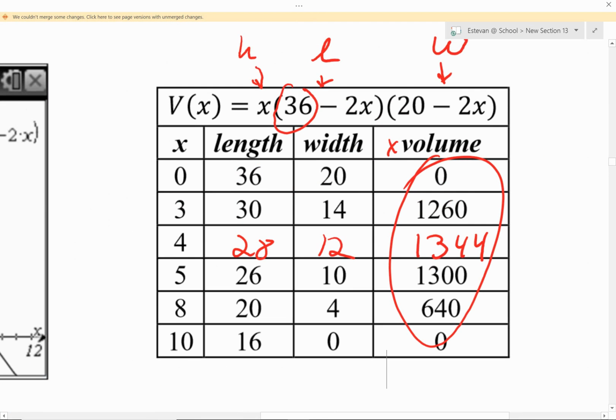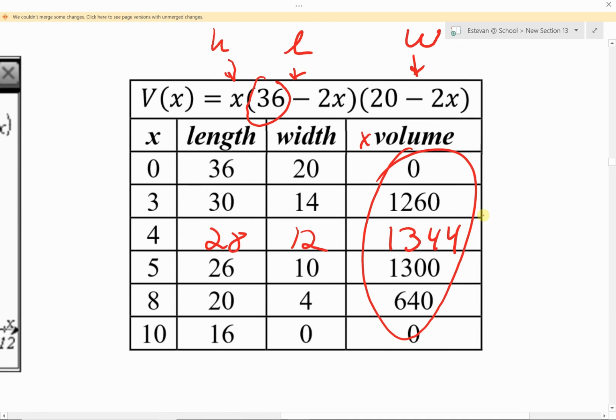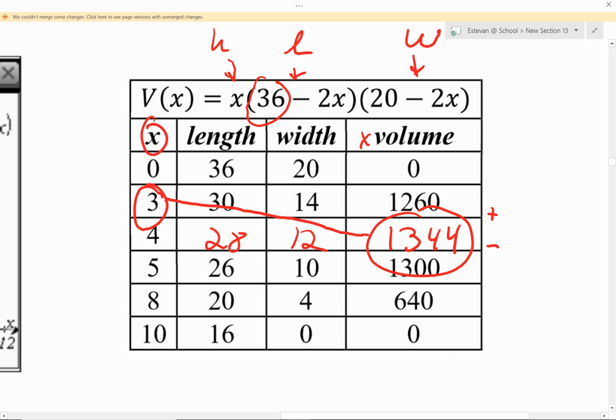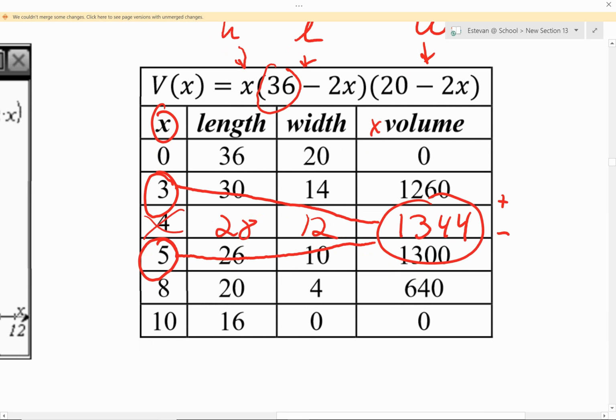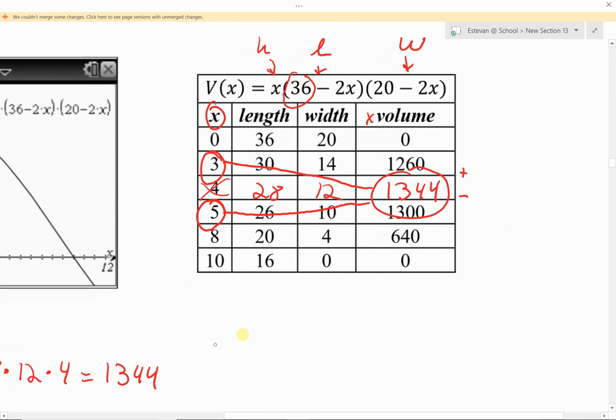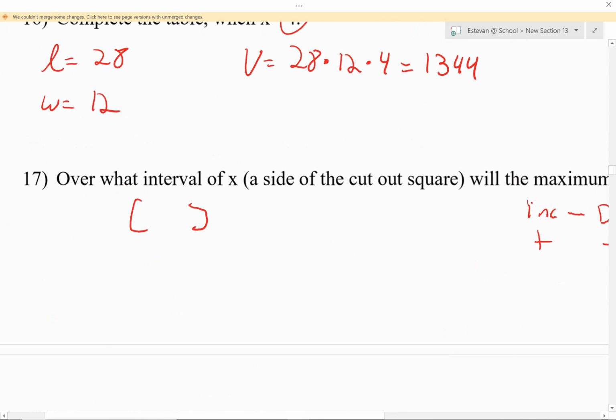Okay, so we left off with 1,344. So there was a plus and a minus. So we look at the number. Then the interval will be the x value before and then the x value after it. So it will be from 3 to 5, not 4. So my interval is 3, 5.